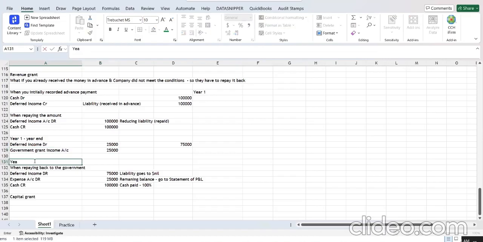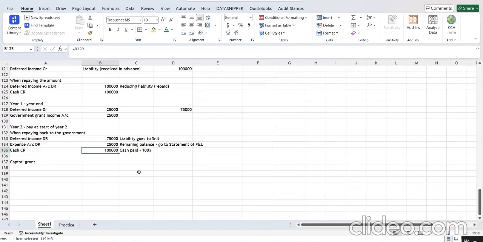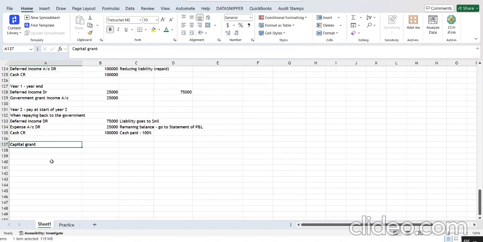And now at year two, when you have to pay at start of year two, then you have your 75,000 balance sitting in the liability account. The 25,000 that you recognized as income in the previous year, you'll reverse it in the current year. So this will go to your P&L as expense, and then 1 lakh would be your cash. Okay. So for capital grant, it is a bit tricky.